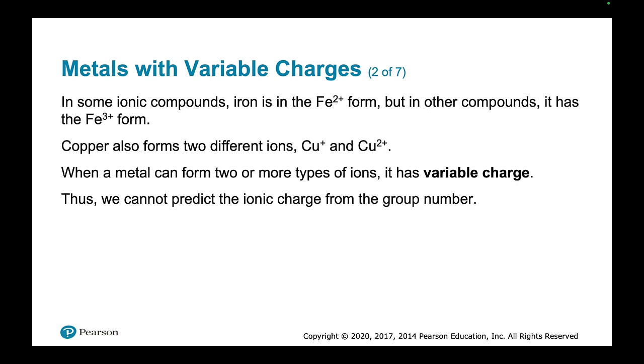So if we're talking about iron, some iron is in the +2 form, but others have it in the +3 form. Copper is another common element, and that has copper in a +1 form. There's also copper in a +2 form. When a metal can form 2 or more types of ions, it has a variable charge. So we can't predict the ionic charge from the group number like we could for the representative group elements, or group 1A, 2A, 3A, etc.